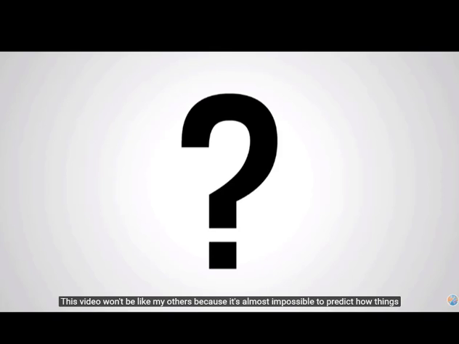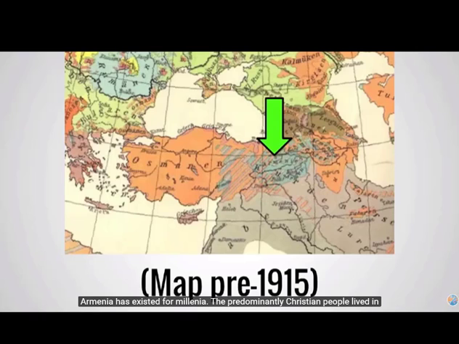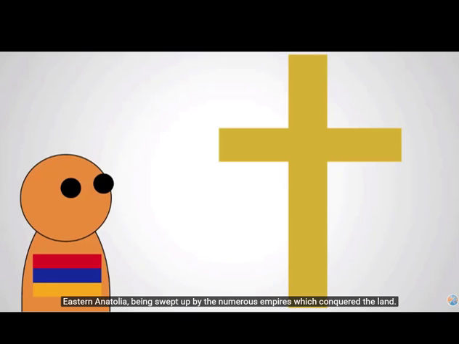This video won't be like my others, because it's almost impossible to predict how things would have been had this event not occurred, so I'll leave you to ponder after I show the facts. This video is simply going to state the history. Armenia has existed for millennia. The predominantly Christian people lived in eastern Anatolia, being swept up by the numerous empires which conquered the land.